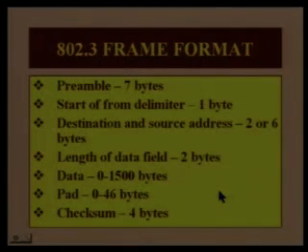Now the length of the data field, meaning how many bytes there are in the data, is decided by a 2-byte field. And the size of the data is from 0 to 1500 bytes. The padding: sometimes there is a requirement that at least so many bytes of information must be there. If the information is not adequate, certain extra bits are added to it, and that is called padding, and so on.